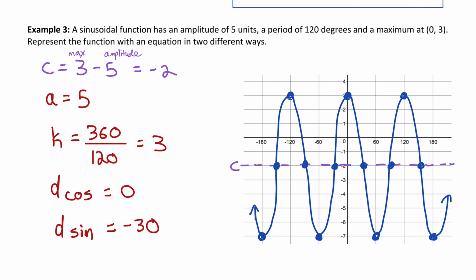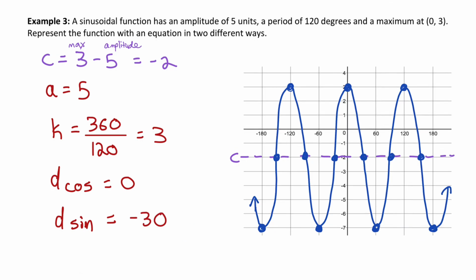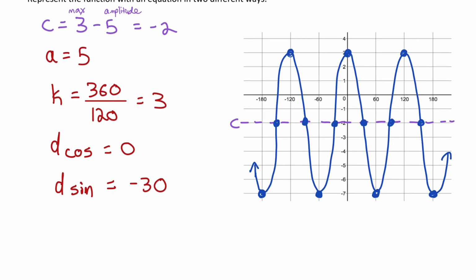And if you wanted to be sure, you could calculate this d value for sine by just subtracting 90 over k from the d value for cosine. So following this formula, d sine equals d cos minus 90 over the absolute value of k. The d value for cos was 0, and the k value is 3. And we have 0 minus 90 over 3, that's 0 minus 30, which is negative 30. And now with all of those parameters, we can write both equations.